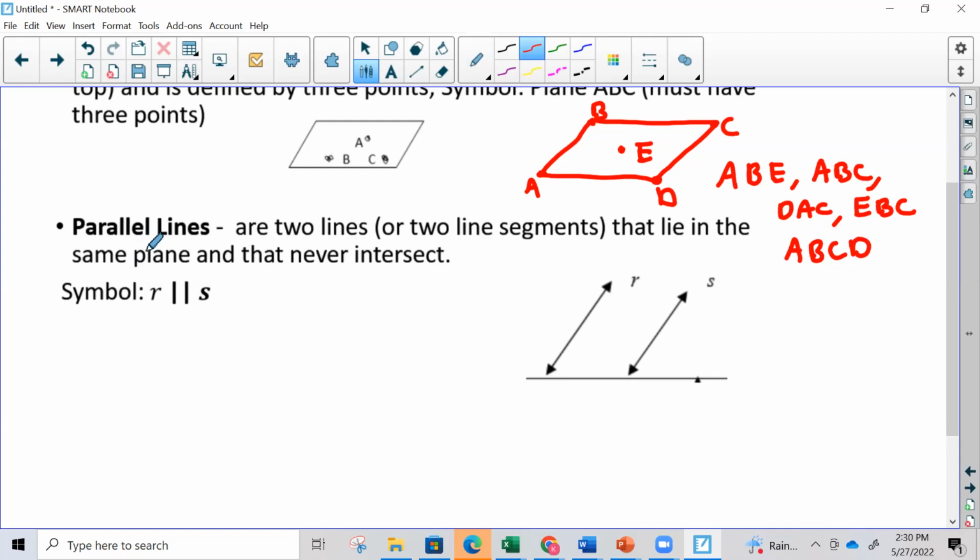Then we have parallel lines. Parallel lines are 2 lines or 2 line segments that lie on the same plane and never intersect. To show things are parallel, we usually use this arrow symbol. So we draw the same number of arrows on the lines to indicate they're parallel. And the symbol for this would be R is parallel to S. So this is the symbol for parallel. Again, we can name them with 2 letters.